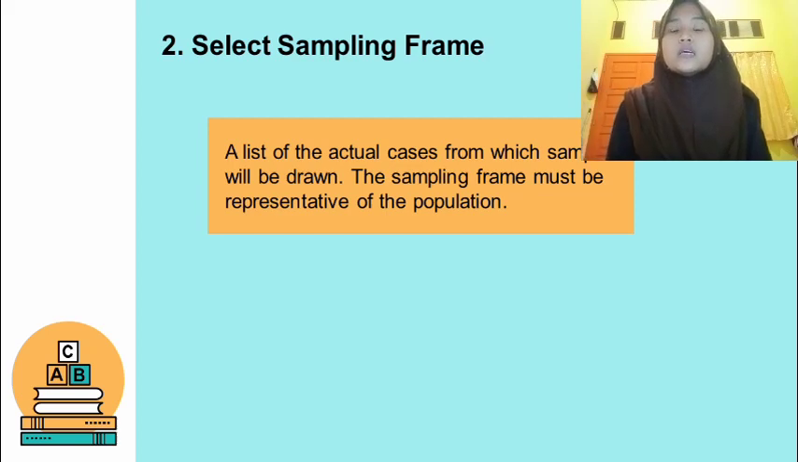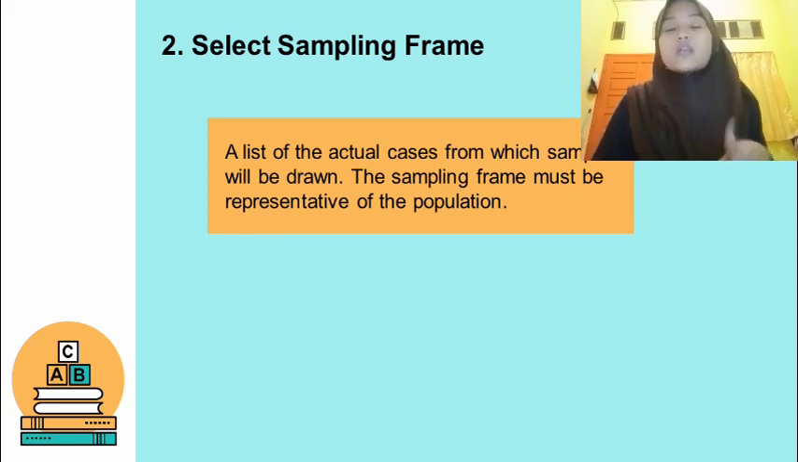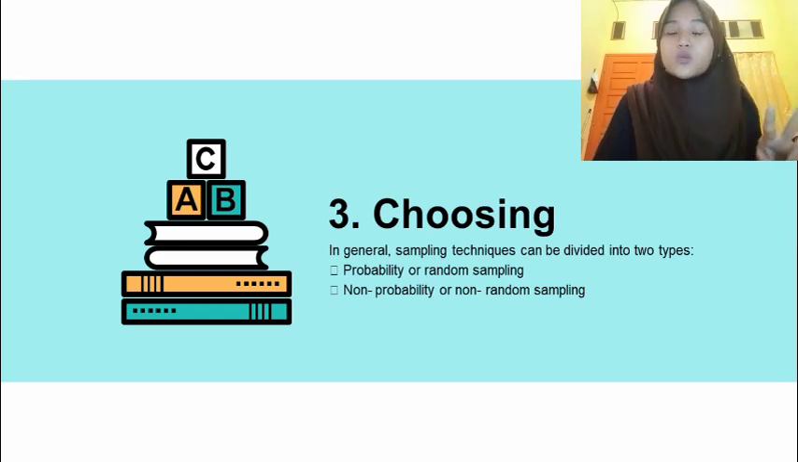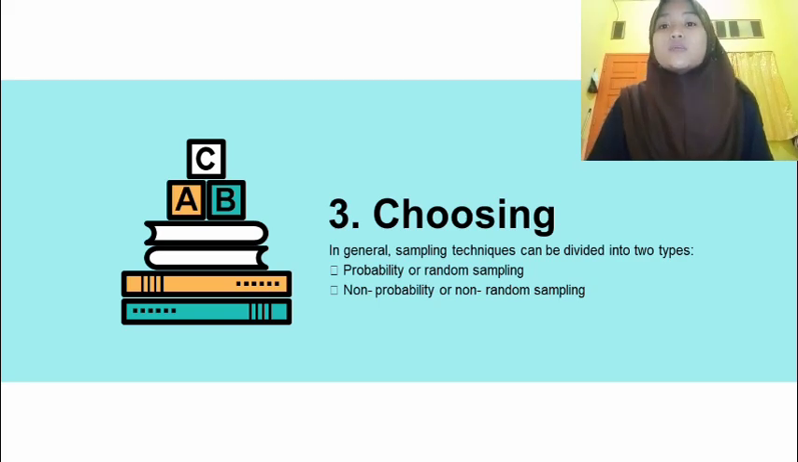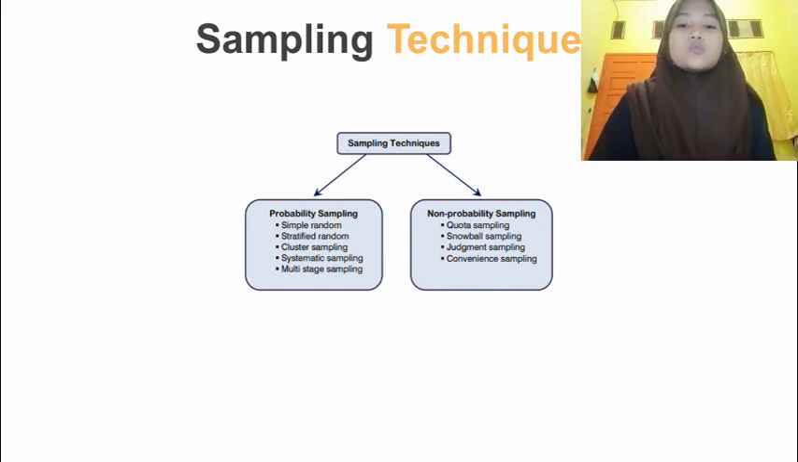And then the third one is choosing the sampling technique. So there are two kinds of sampling techniques. The first one is probability or random sampling, and the second one is non-probability or non-random sampling. What are they? Okay, the first one, probability sampling, or random sampling. The first one, simple random sampling, means that we just randomly choose the sample itself.